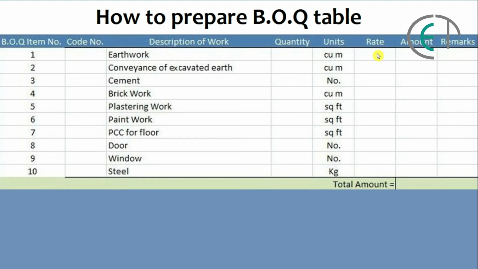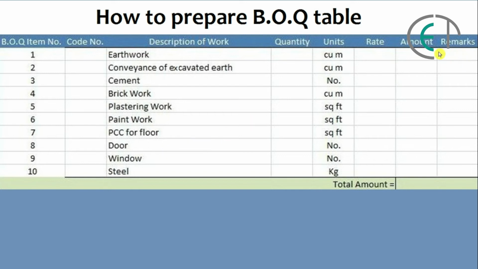You have to input the rate of excavating. If you multiply the rate with the quantity, you will get the amount. Similarly, you have to fill all these columns, and the code number you will get from the SOR, which is called schedule of rate, which is provided by the government. There you will get the rate also, and you will get the code number of that description of work. You have to calculate all the amounts for other descriptions of work.